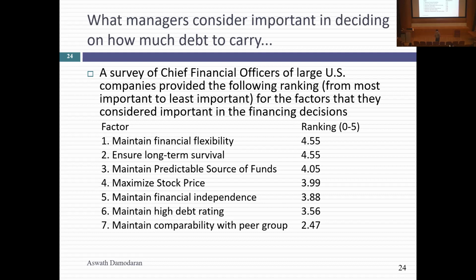Second is long-term survival, which is just another word for bankruptcy costs, right? Third, predictable source of funds, because it's nice to be able to go back to the same place over and over again. Maximize stock price in the middle, right? Maintain financial independence, maintain a high debt rating, because I think they're lying on the seventh one. It's probably the most critical reason, but you can't say it because it makes it look like you don't deserve to be a CFO.